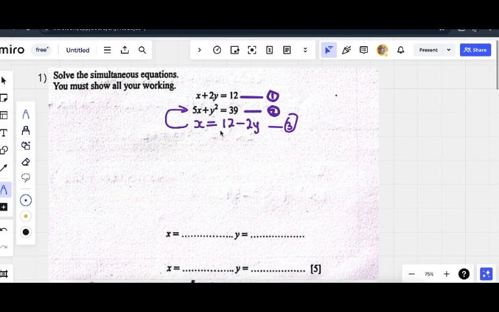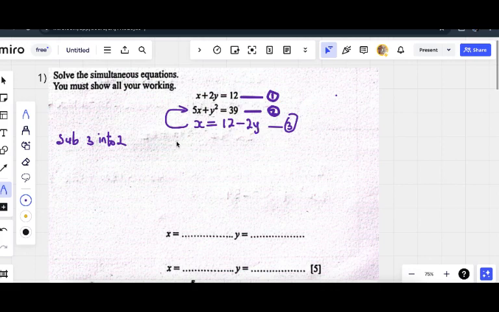So the first thing we're going to do, we're going to substitute 12 minus 2y in place of x. So now, we say substitute equation 3 into 2. So I write sub, so you know it's substitute. Sub equation 3 into equation 2. What that means is that the value of x in equation 2 will be replaced with 12 minus 2y.